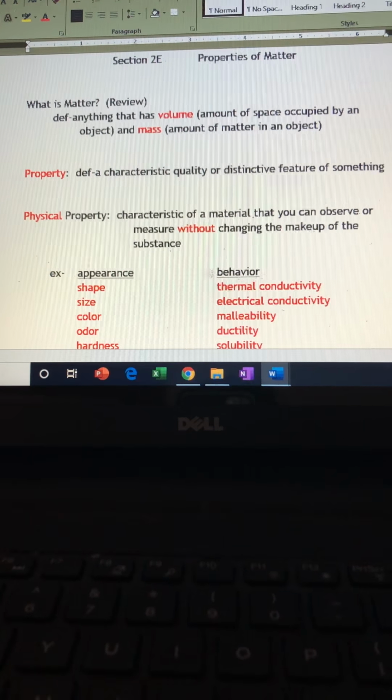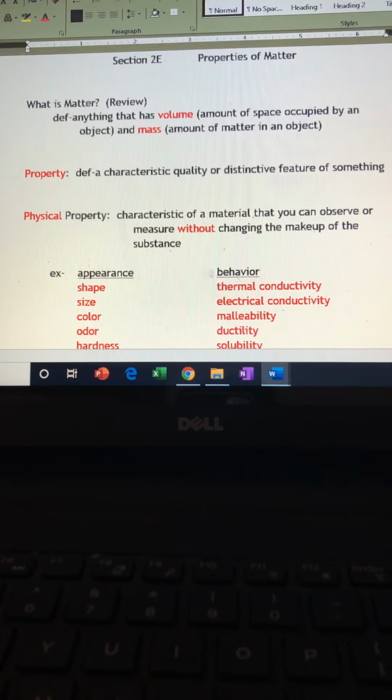Those are all physical properties. If I take a white piece of paper and use a red marker on it, I've changed the color, I've changed the appearance of it, but it's still paper. Or if I take a lump of clay and make a vase, and then I change it and make a bowl out of it, I've changed the shape, but it's still clay. We haven't changed what the makeup of the substance is.